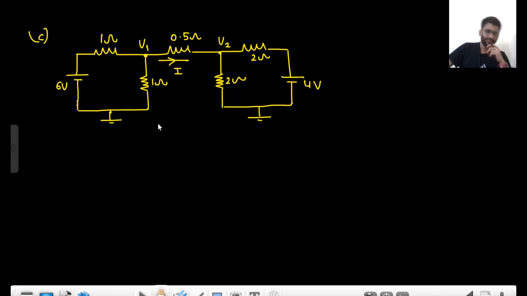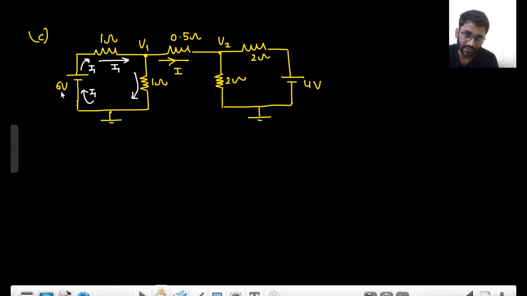Let's move on to the next question. Again, try solving it on your own and tell me if the value of I is 0 or not. Let's just assume I1 current is flowing like this. It will take back the same amount of current. Here we can say that I1 current is flowing. Can you say the same amount of current is flowing here? By this loop, you can't really say. You don't really know the value.